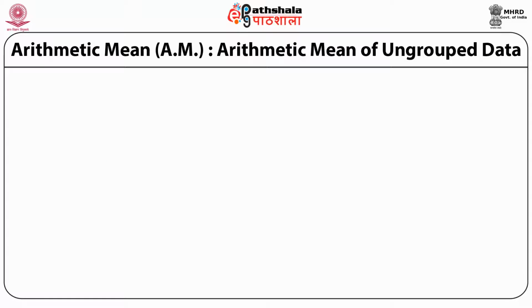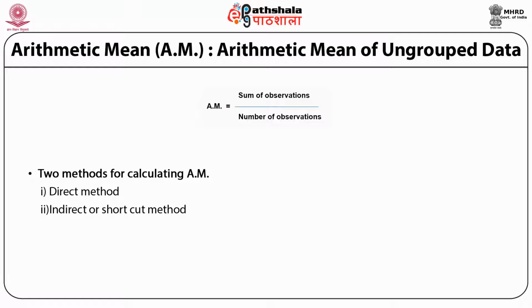Arithmetic mean is a very common measure, and normally people consider average to be arithmetic mean. But for a person well versed in statistics, arithmetic mean is different from average. Average is a broader term which includes all other measures also. So what is arithmetic mean? Arithmetic mean is the sum of observations divided by the number of observations. And in order to calculate arithmetic mean, we make use of two methods. One is known as the direct method and the other is known as the indirect or shortcut method.